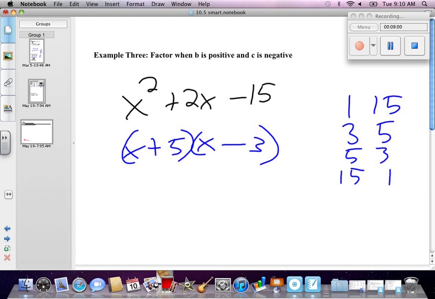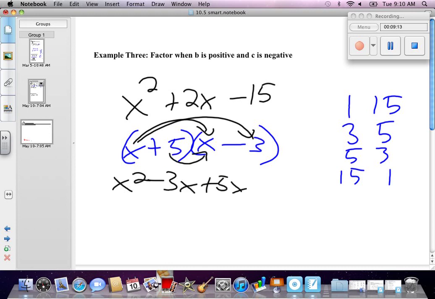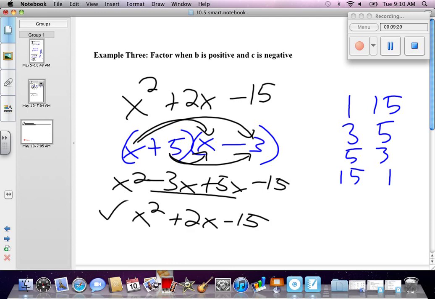Okay, I'm going to FOIL this one to show you that it works. X times x gives me x squared. X times negative 3 gives me negative 3x. 5 times x gives me 5x. And 5 times negative 3 gives me negative 15. I add them in the middle, and I get positive 2x. So it works. Okay, let's turn it over.